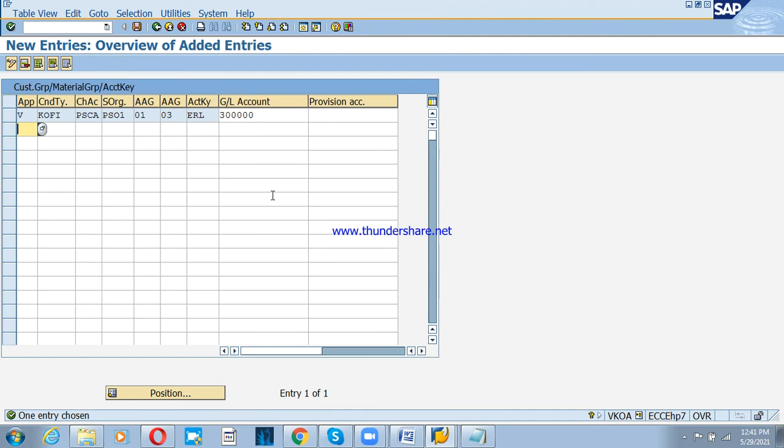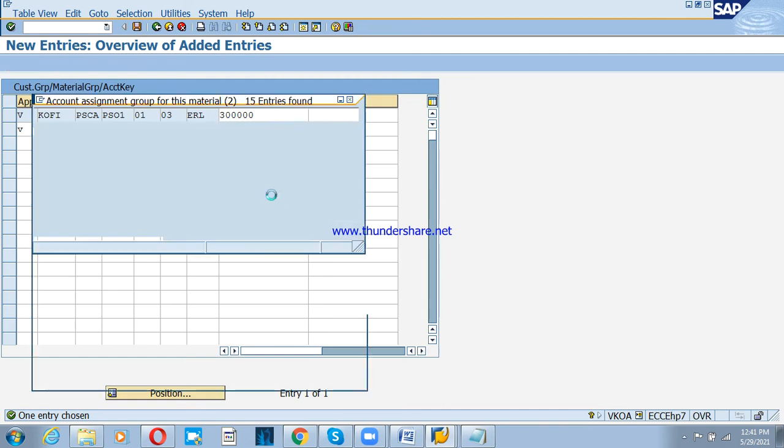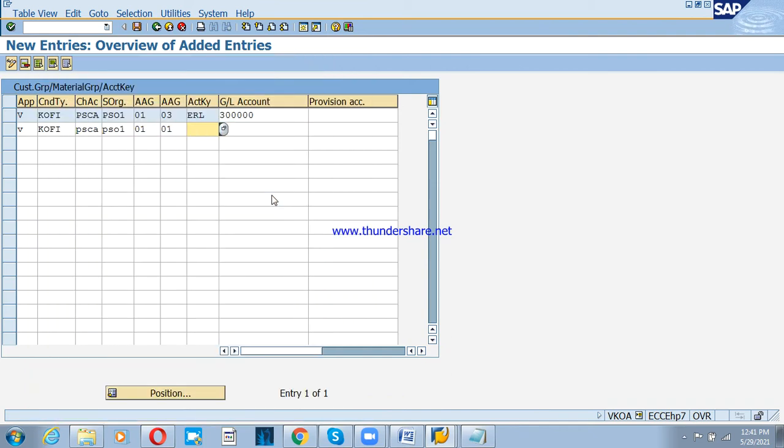Okay. Then again, application V, sales and distribution, KOFI, PSCA, that is my chart of account, PS01, 01, that is again I am selling the product to my domestic customer, and now I am selling trading goods. Again it is considered as a revenue. Whenever any trading goods has been sold, that has come to this account. Okay. If I am selling the finished goods, the same account. If I am selling trading goods, the balance should come under this level.